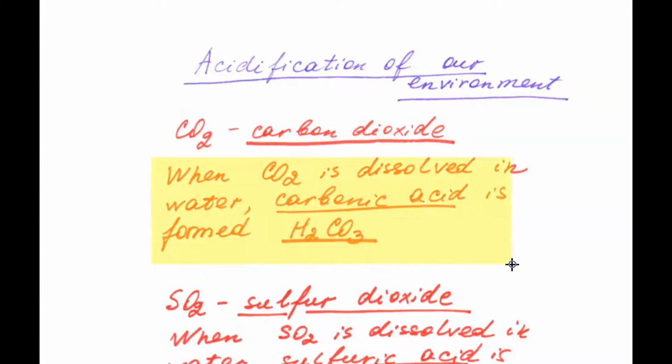And carbonic acid is produced, the pH of ocean water will drop. So normally the pH of ocean water is around 8, so it will become less than 8. It becomes more acidic because of carbonic acid. And we know that ocean water by itself is a buffer.